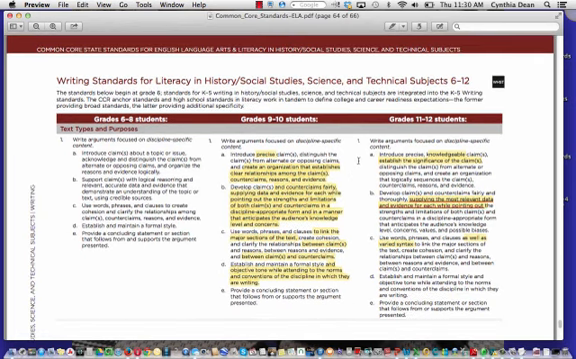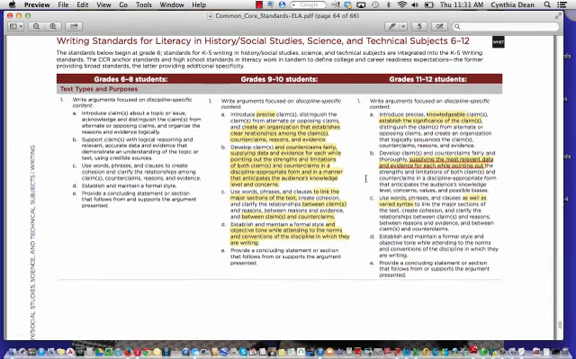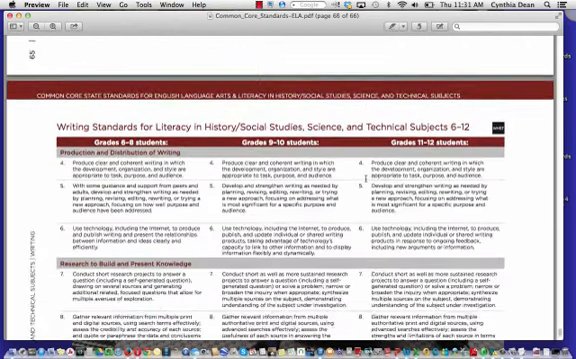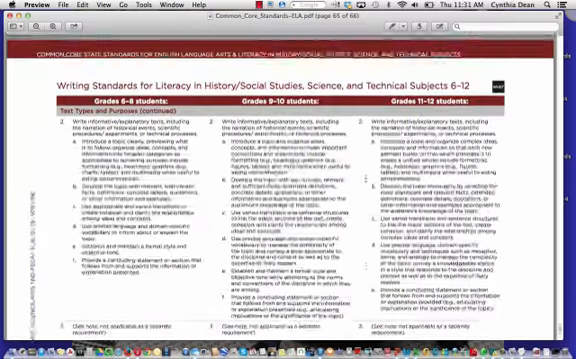But you'll notice here, that we have this write arguments focused on discipline-specific content, all right? So these are for literacy, okay? We're now into the literacy standards here. So if you're doing a paper in science, then we have to look carefully at the literacy standards to see how we're going to integrate those as well, okay? All right, so here we have all these different standards for literacy.